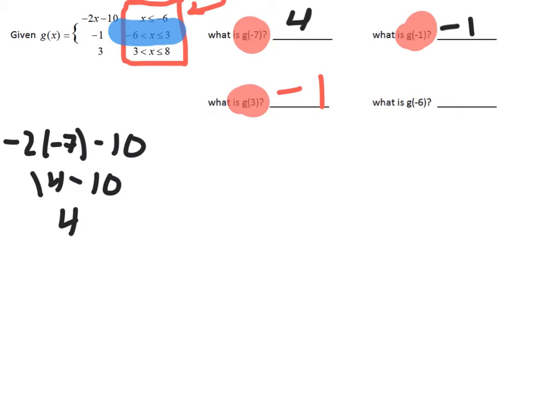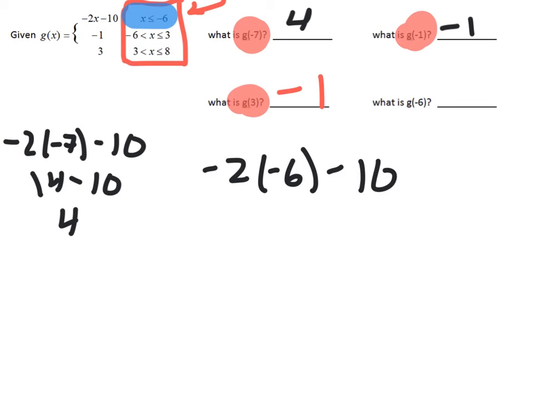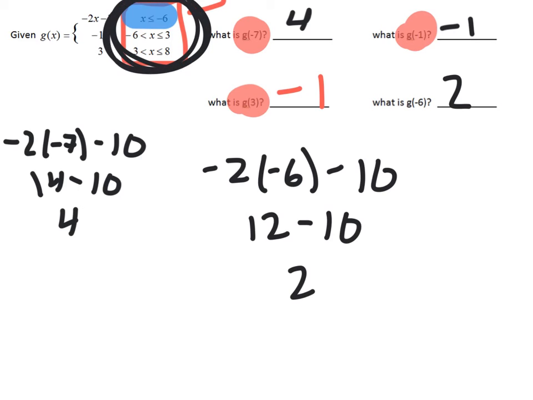The last one is at negative 6. Now, negative 6 is also a tricky spot because it is on two different areas. So let's see if we can figure it out. Negative 6 would be in this category, isn't it? Because it can be equal to negative 6 or smaller than it. So again, I'm going to go back and use negative 2 times negative 6 minus 10. This is 12 minus 10, which is 2. So the evaluating is kind of tricky. It's all about determining which of the pieces to use to obtain the answer.